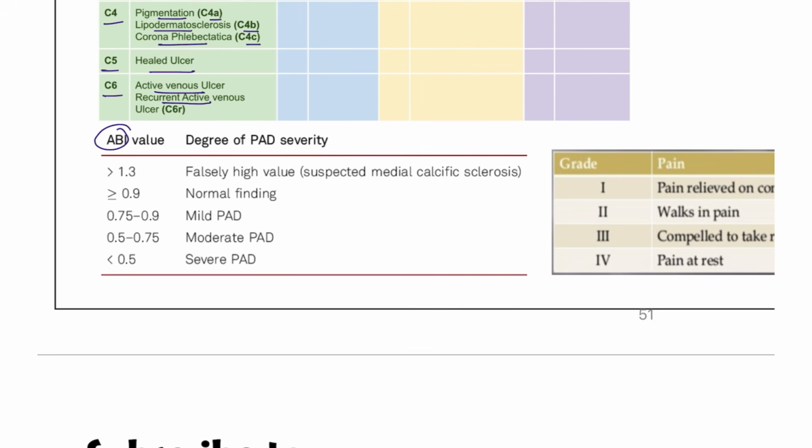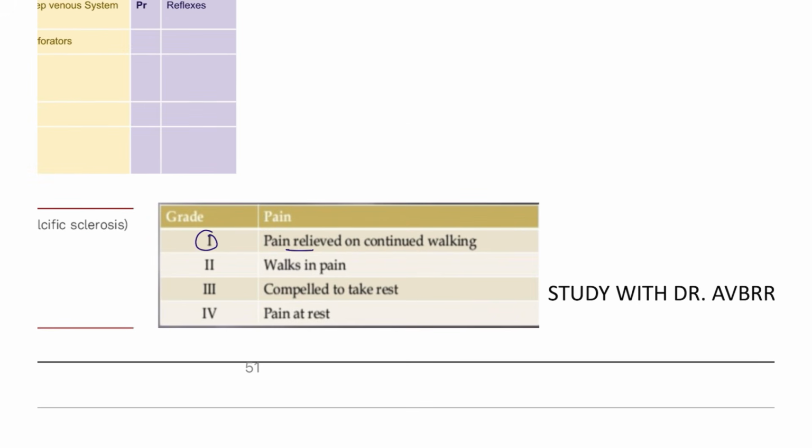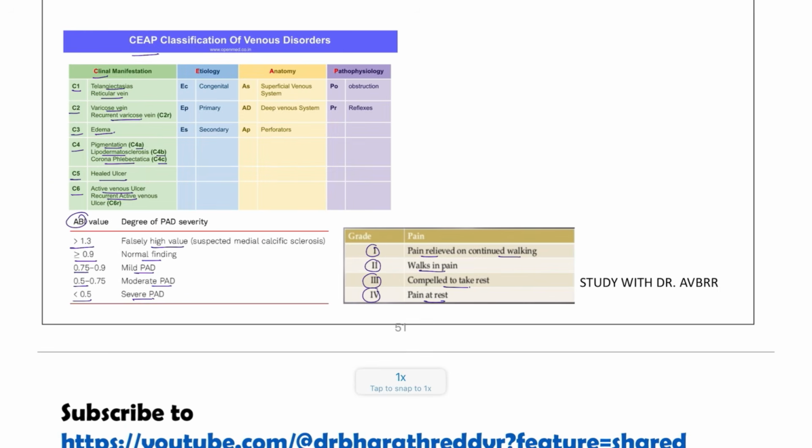Next, ABI values: more than 1.3 is a falsely high value, more than 0.9 is a normal finding, more than 0.75 is for the mild condition, okay, less than 0.5 is for the moderate, and even lower levels are considered a severe condition. Boyd's grading: type 1 is for pain which is relieved on walking, type 2 is pain while walking, type 3 is compelled to rest, and type 4 is pain at rest. Okay, this classification can be asked as a potential question.